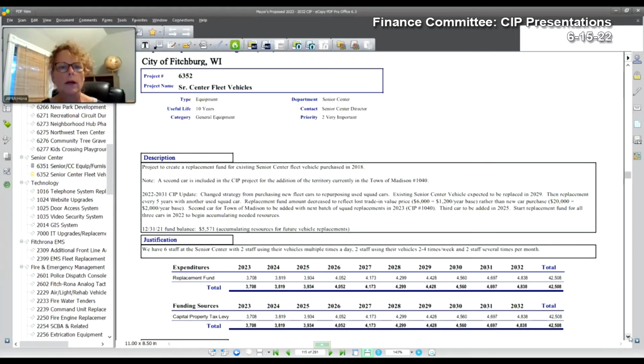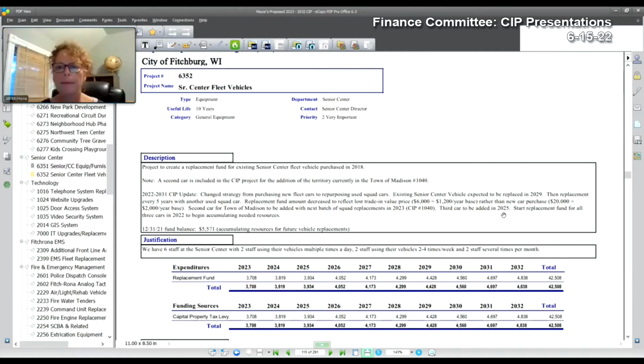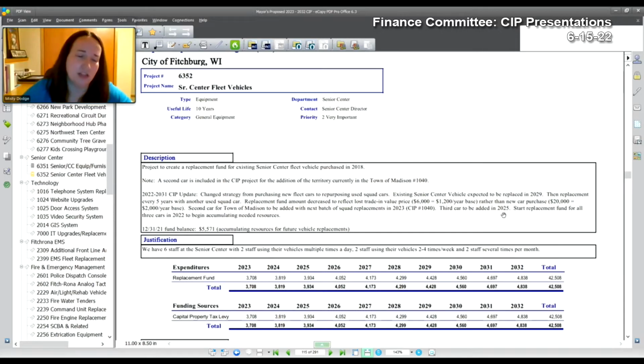So the car, just like a lot of other departments, this is just the replacement fund for the car. And then possibly, I think, Misty, there's still another car to be put in there, yeah, for Town of Madison. I'm not sure what year that is, Misty. So the second car would be 23 and the third car would be in 24. Yeah. And then I would mention too that you would also get the used squad cars. Yep.